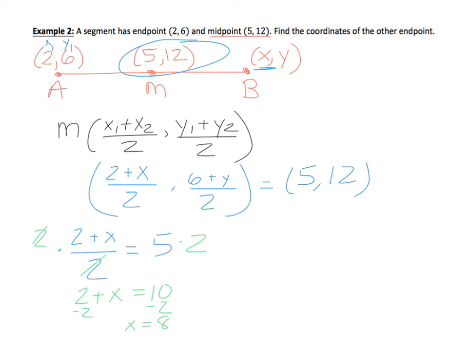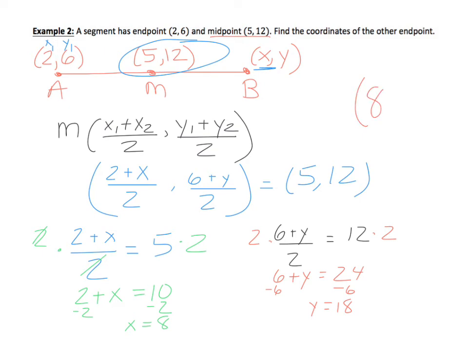You can do the same thing with the Y coordinate. So 6 plus Y divided by 2 has to equal 12. Again, get rid of the divide by 2 by multiplying each side by 2. So 6 plus Y equals 24. Subtract your 6 on both sides, and we end up with Y equals 18. So the other endpoint must have the coordinates 8 for X, 18 for Y. So your answer would be the ordered pair 8, 18.